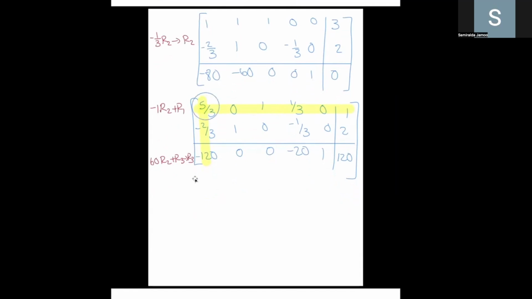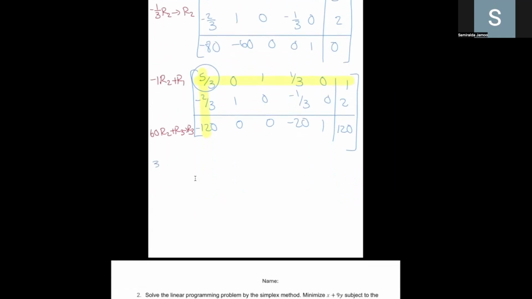How do I turn 5 over 3 into a 1? Multiply it by the reciprocal. So multiply by 3 over 5. Oops. Let me switch colors. Okay, so 3 over 5, row 1 and row 1. 1 over 5, 0, and 3 over 5.